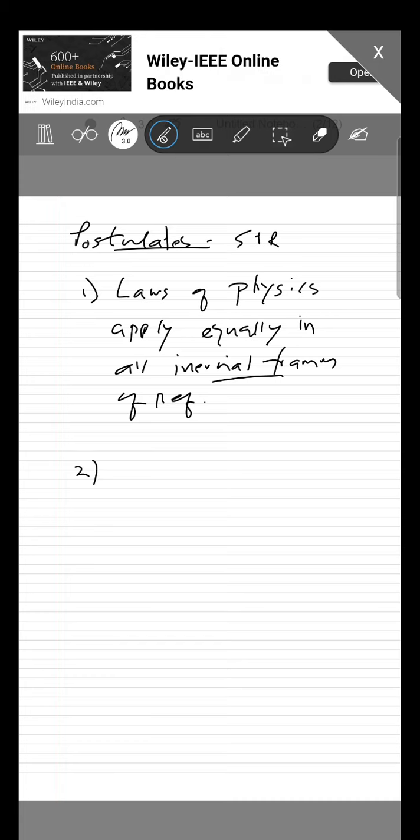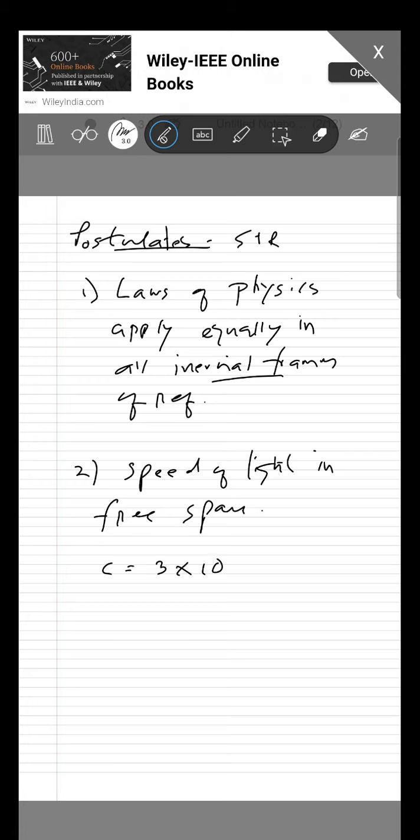The second postulate is that the speed of light in free space is c, which is equal to 3 into 10 to the power 8 meter per second. These two are the postulates of STR.